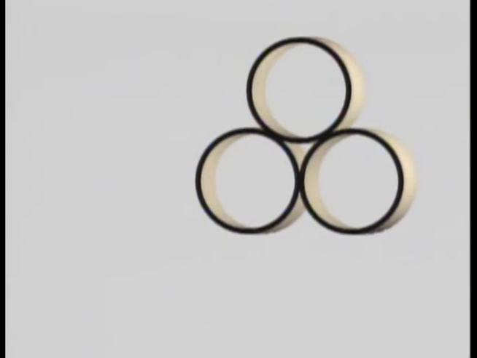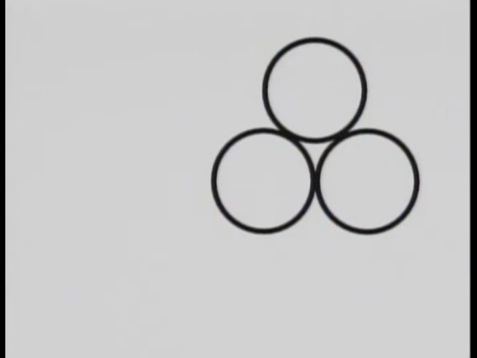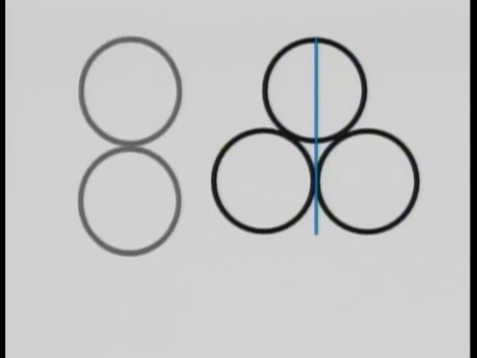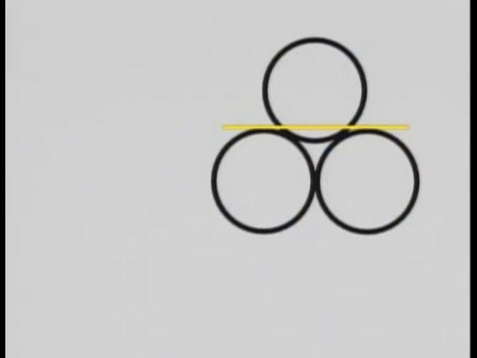Let's look at the pipes from this angle. To find the height of the stack, we'll have to find the length of this line. Notice it's not the same as the height of 2 pipes. The bottom of the top pipe is slightly lower than the tops of the bottom pipes. How can we find the length of this line?